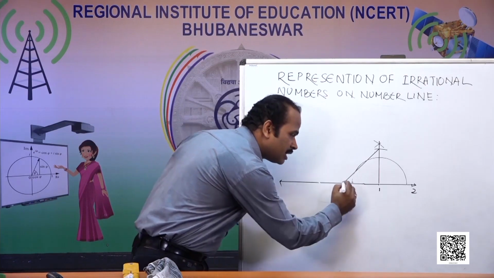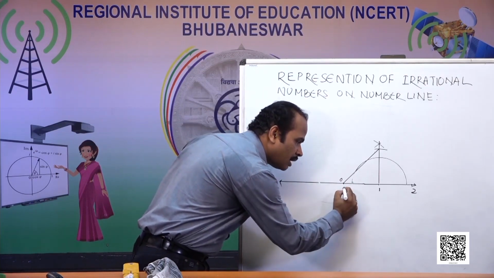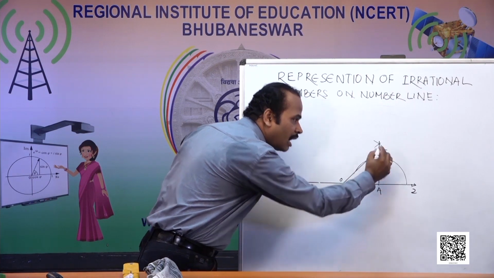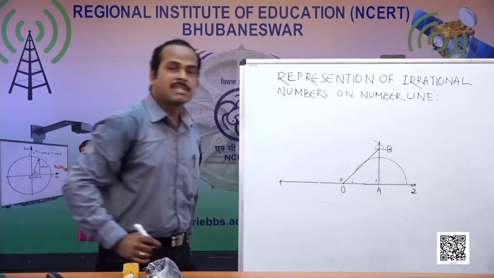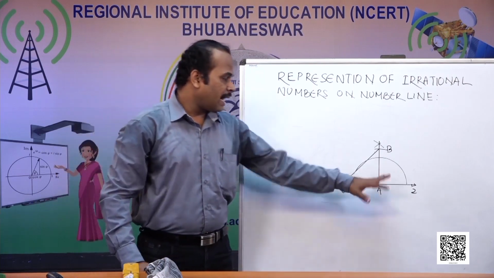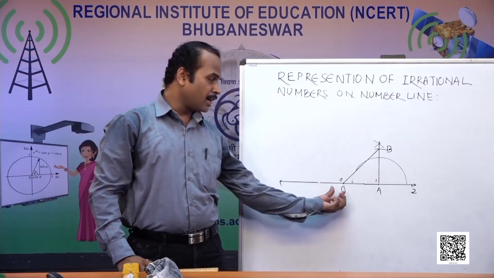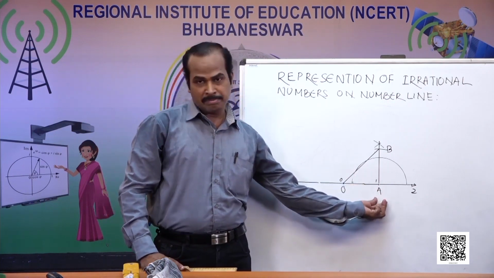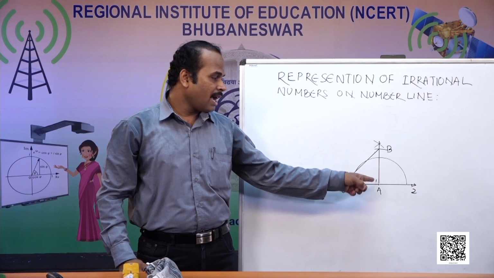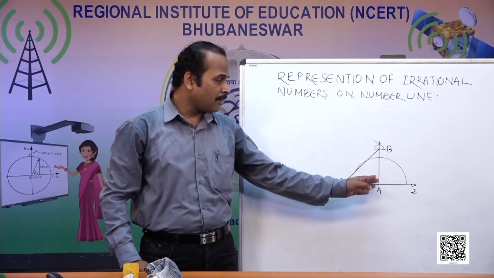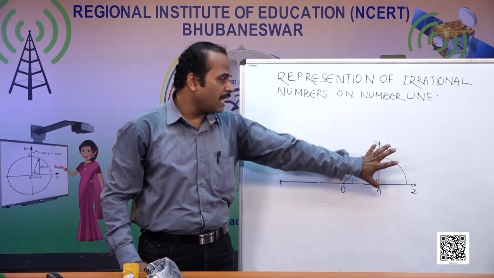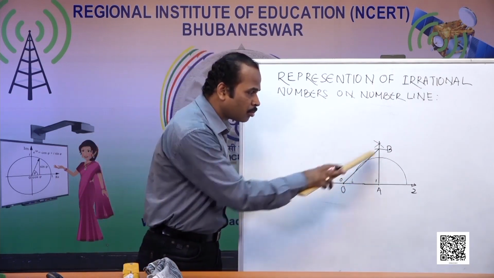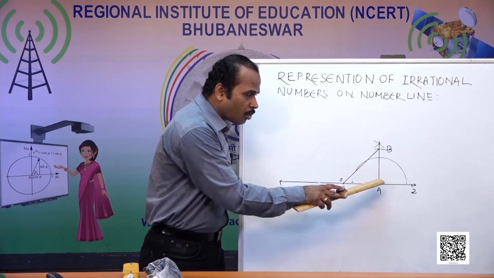Let me name this point. Suppose this point is 0. Let me take this point as O. This point is 1, let me write it is A, and this point is B. So I have selected a line and I have taken a point 0 there, represented through this letter O. Now at 1 unit, I have taken another point, it is A. Now at 1, I have constructed a perpendicular, and on the length of this perpendicular I have taken again 1 unit. Then I joined this point O to B. I constructed a triangle OAB.